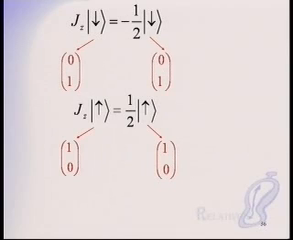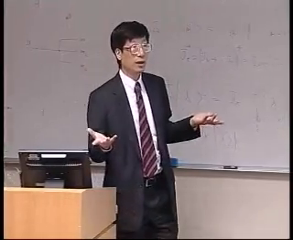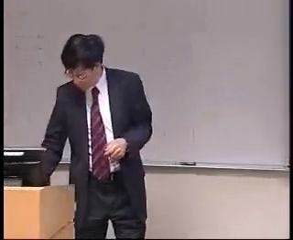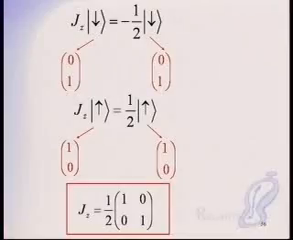And if I write this in the component notation, the down state is 0, 1. The up state is 1, 0. So you have a 2 by 2 matrix operating on 0, 1 gives you this, operating on 1, 0 gives you this, and you just think about it. That tells you what the matrix is. And the matrix is this one.